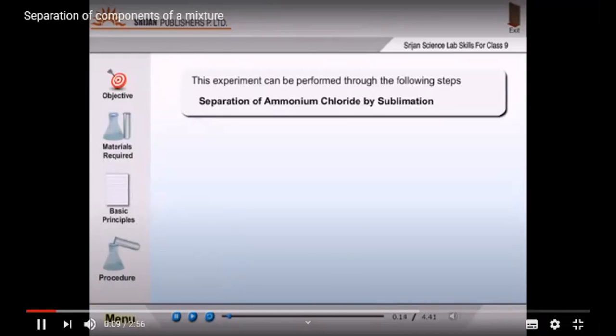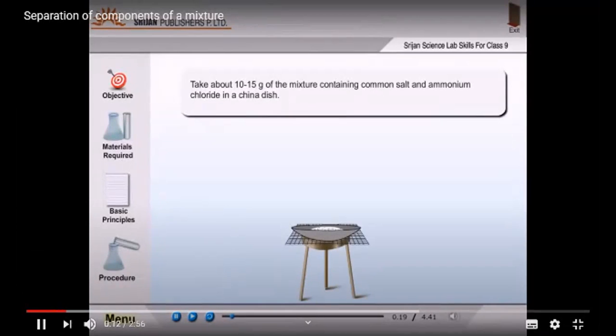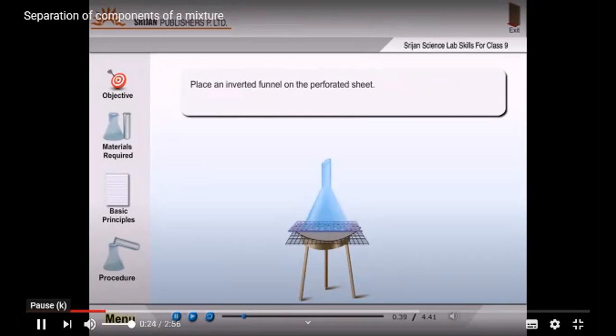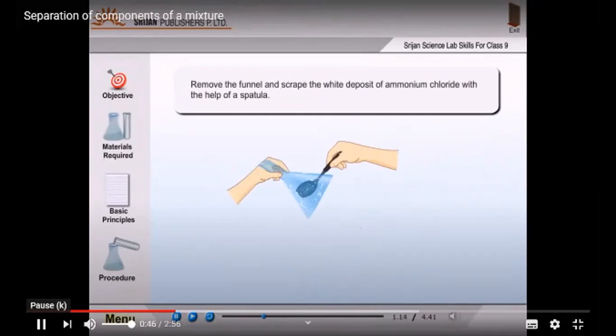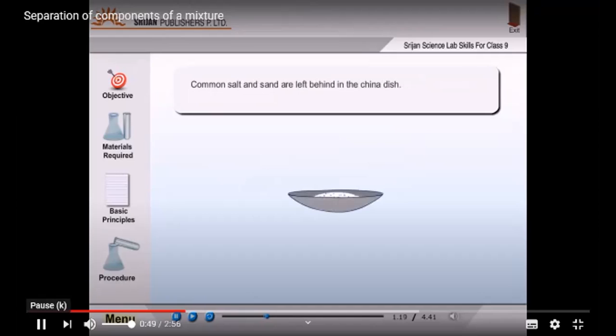Chloride by sublimation. Take about 10 to 15 grams of the mixture containing common salt and ammonium chloride in a china dish. Place this china dish on a tripod stand and cover it with a perforated asbestos sheet. Place an inverted funnel on the perforated sheet. Plug the opening of the funnel with a cotton plug. Heat the china dish on a low flame. Let white fumes deposit as white solid on the inner wall of the funnel. After a few minutes, stop heating and allow it to cool. Remove the funnel and scrape the white deposit of ammonium chloride with the help of a spatula. Common salt and sand are left behind in the china dish.